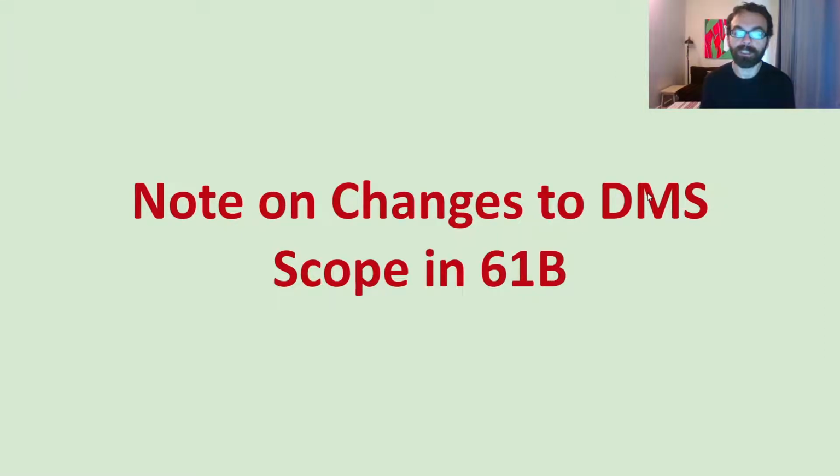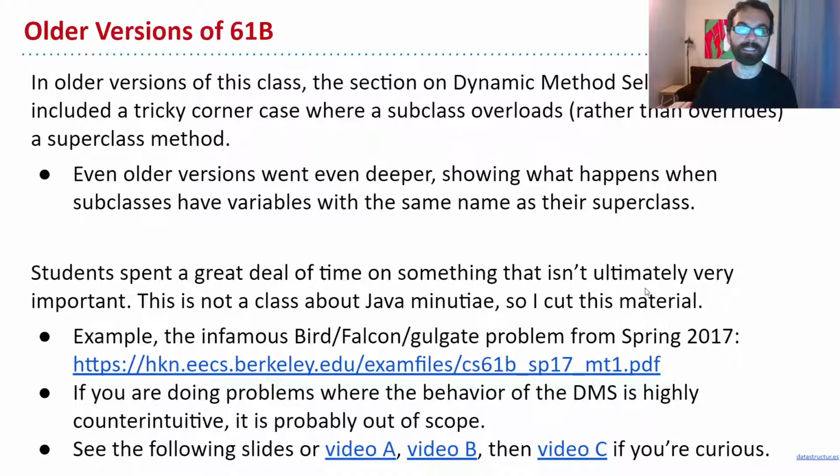So I wanted to make a quick video to note some changes to how dynamic method selection is covered in 61B over time. Because if you look at old materials, you'll see things don't quite match what we're doing this time around. So in older versions of this class, the section where we talked about this notion of dynamic method selection went into a lot more detail.